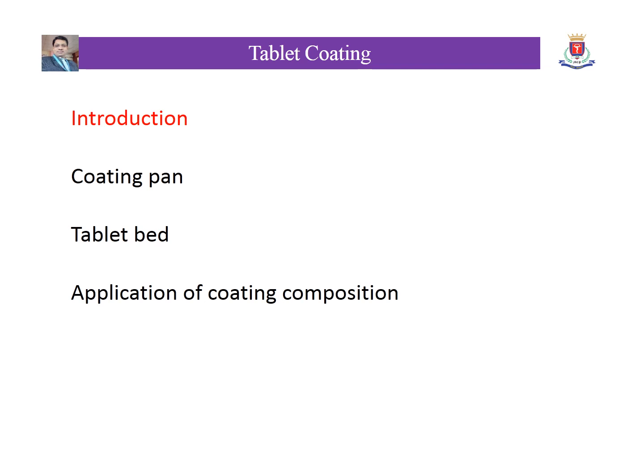Coating pan is a simple pan in which tablets are put for coating purpose. There are a variety of coating pans available in the market. They have different capacities. Baffles are an integrated part of the coating pan. Baffles facilitate the mixing of tablets inside the coating pan. Tablet bed is the weight of tablets put into the coating pan for coating purpose.